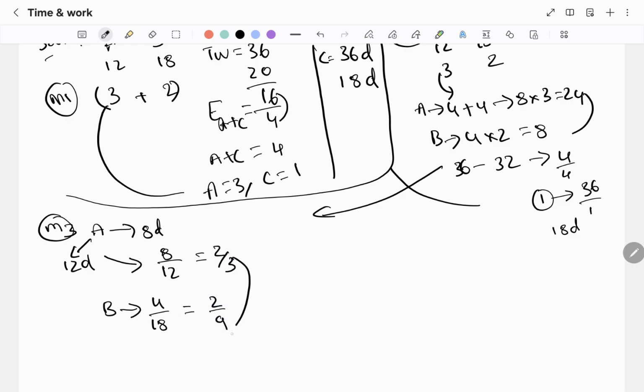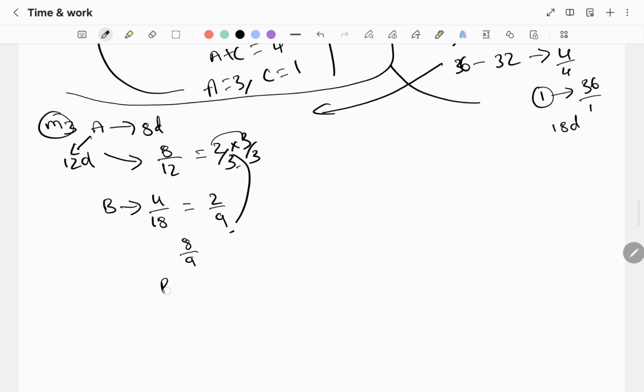Add them. So denominator 9 and denominator 3. Multiply by 3 by 3. So 2 into 3, 6 by 9 and 2 by 9. It becomes 8 by 9. Remaining what part? The remaining work is equal to 1 by 9.